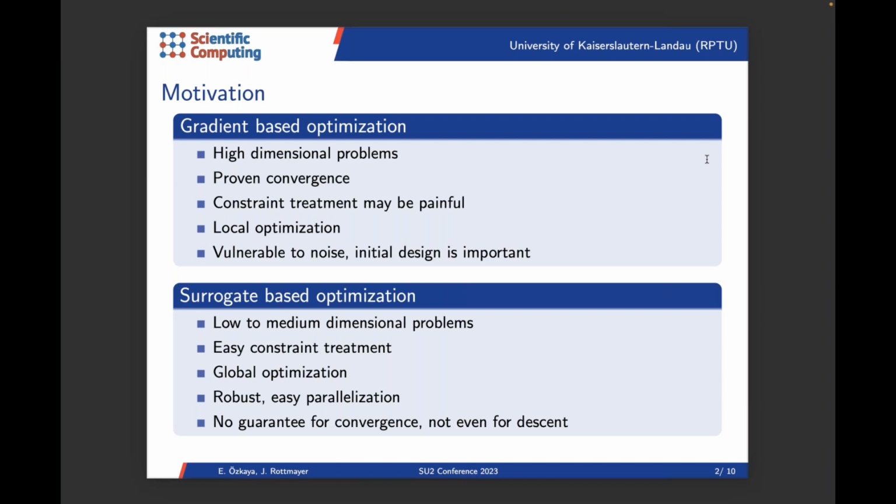And one advantage of this method is very easy constraint treatment. So if you don't have an adjoint for the constraint, no problem. If you have third-party software, no problem, you can use it, right? And you have a more global search in this method. Of course, there is no guarantee, right? No guarantee for convergence, not even for descent. So you try your best, and you hope you get a reduction. But it's hard to get a true optimum, other than in academic test cases.